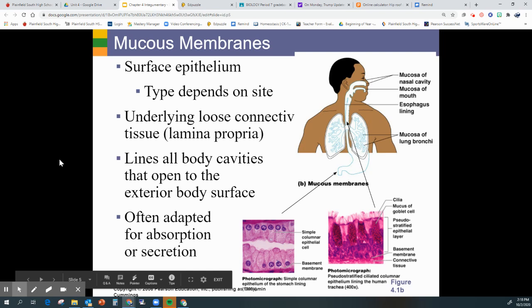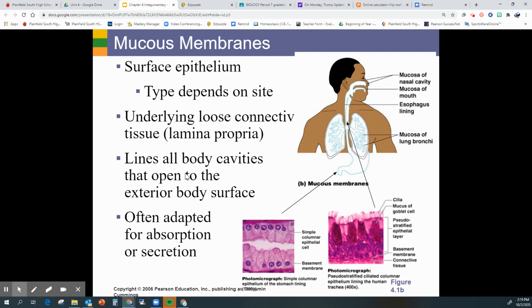Okay, mucous membranes, like I was saying, line any of the open cavities of our body. The outer layer, the surface epithelium, really depends on the site that it's in. Most of it can be simple columnar, and some of it can be pseudostratified columnar because it has cilia to it. All right. This type of tissue has an underlying loose connective tissue that's referred to as the lamina propria, however you want to pronounce that. All right. And that connects this layer to the underlying tissues.